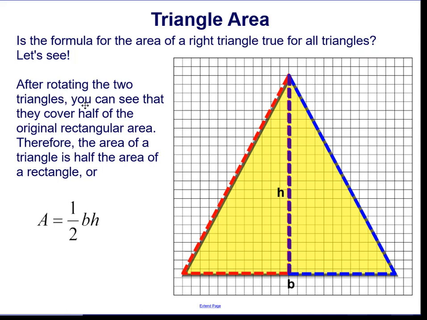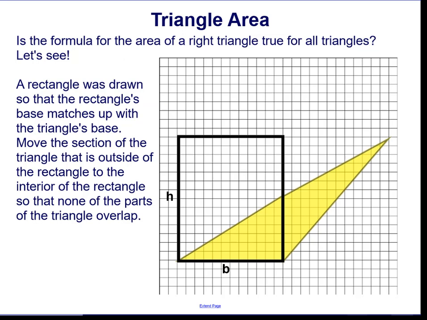After rotating the two triangles, I see that they cover half of the original rectangular area. Therefore, the area of a triangle is half the area of the rectangle, or our formula, area equals 1/2 base times height. My height is the purple line here that has been drawn because now I have a 90-degree angle. It makes a perpendicular angle to the base, or B.